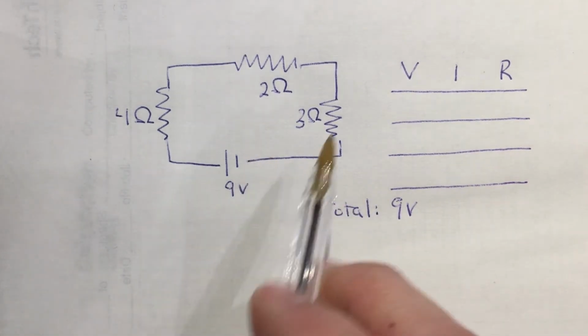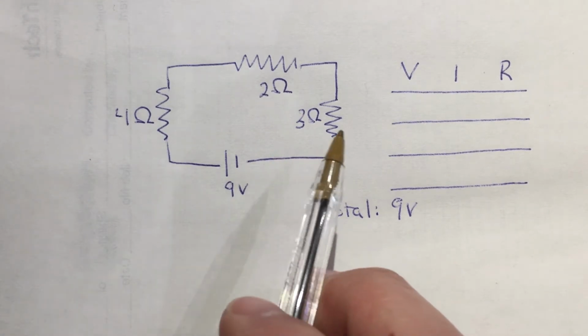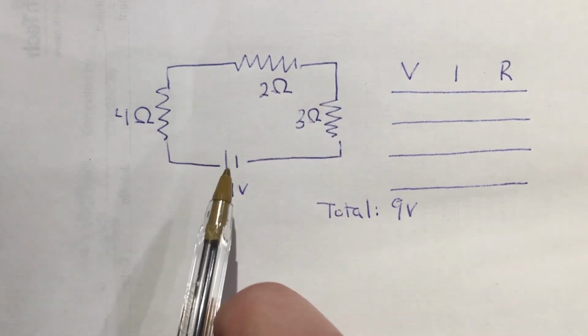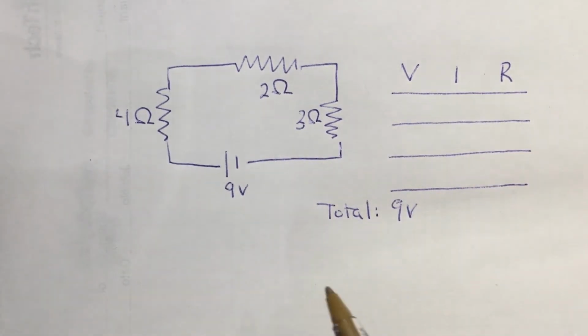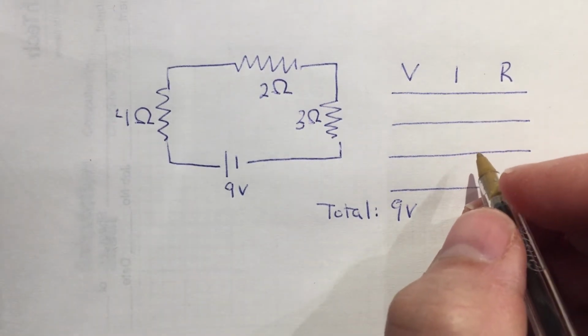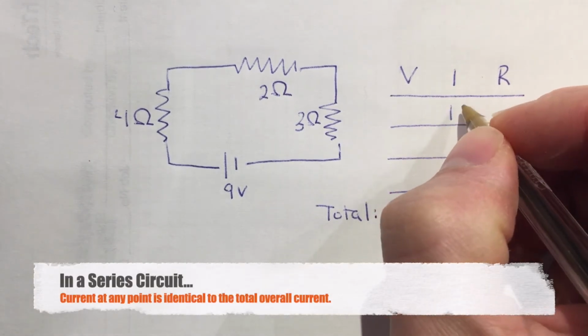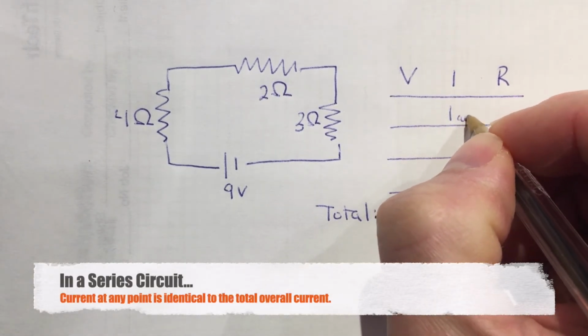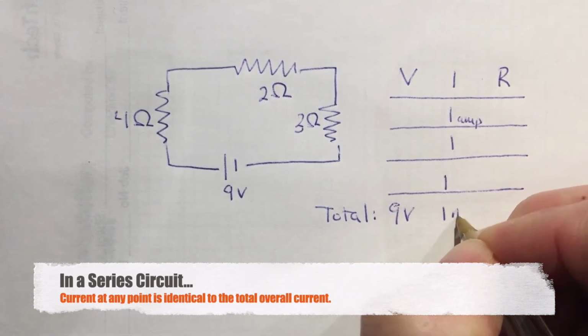From the time we leave the battery to the time we get back to the battery, our current is going to drop 9 volts in terms of its energy, because that's the boost in potential energy that the battery is supplying, 9 volts. Now, we figured out previously that our current at every point is going to be 1 amp. So we've got 1 amp of current in every location.